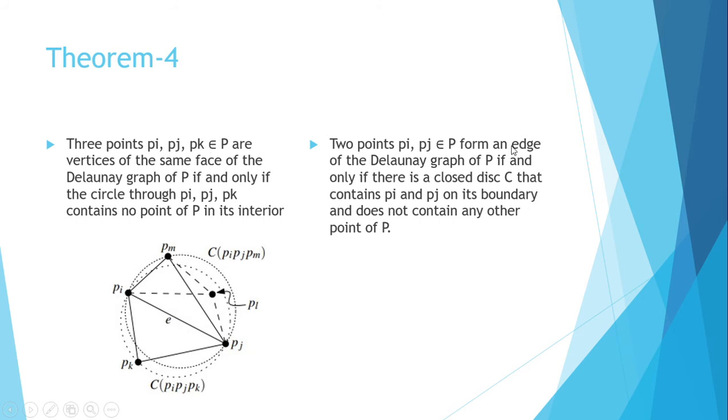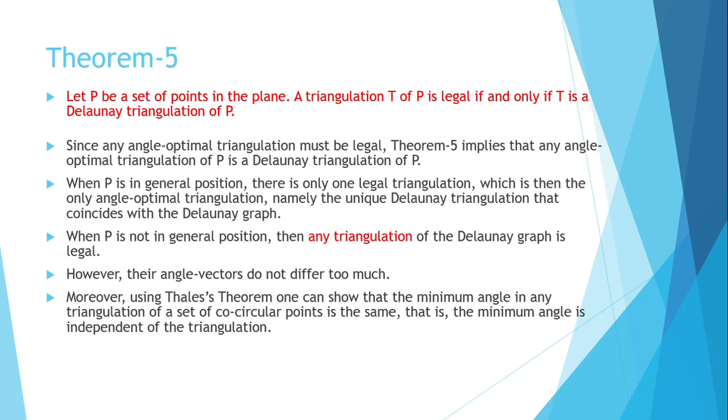Two points Pi and Pj are an edge of the Delaunay graph if and only if they are on the boundary of a closed disk that does not contain any other point of P. So this is a theorem on the Delaunay graph. And theorem 5: the red text is the theorem and this is the interpretation of the theorem.